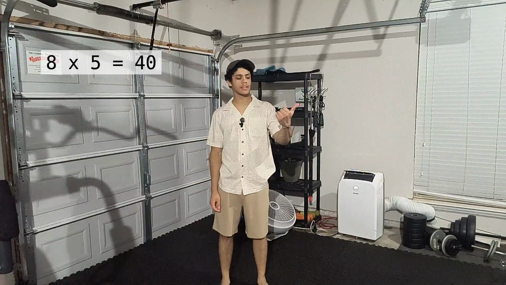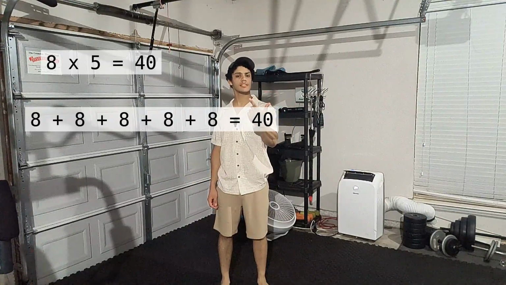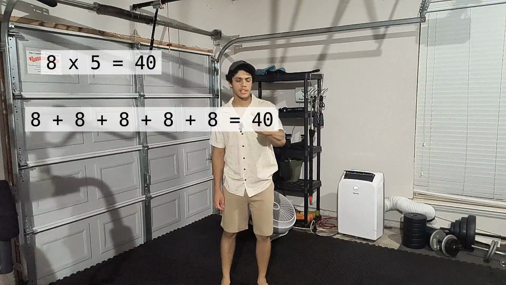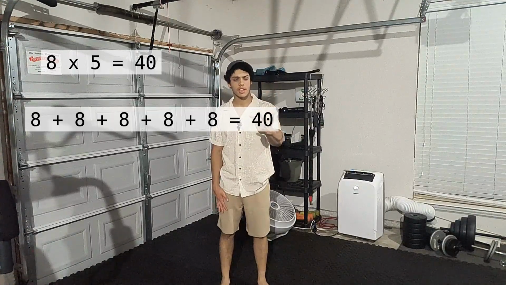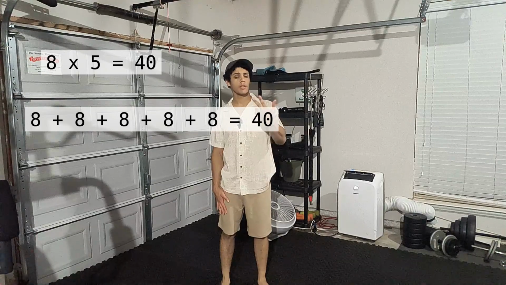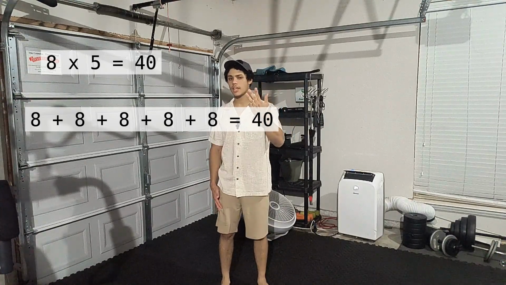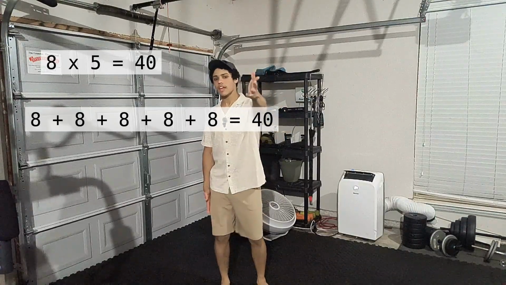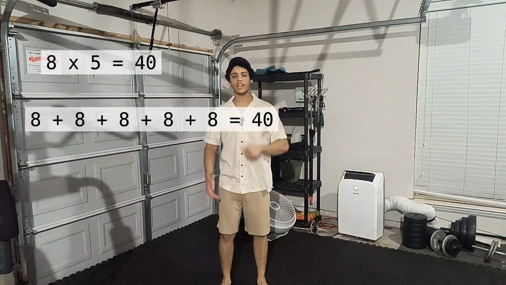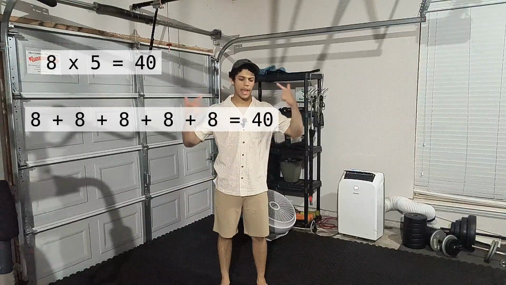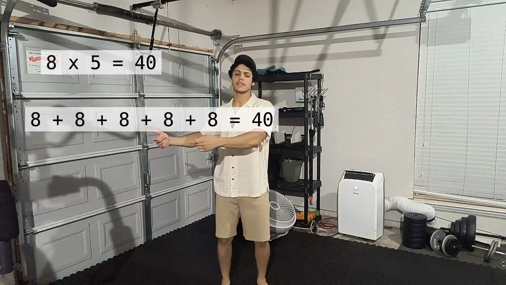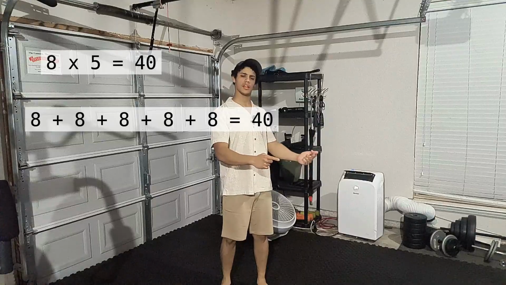So 8 plus 8 is 16. 16 plus 8 is 24. 24 plus 8 is 32. And 32 plus 8 is 40. So the answer made sense. The answer was right. I was able to reason why 5 times 8 is 40. But then this got me thinking, how could I reason with other things?